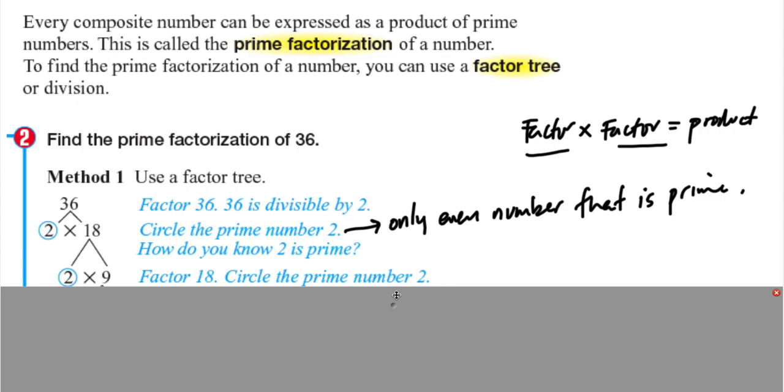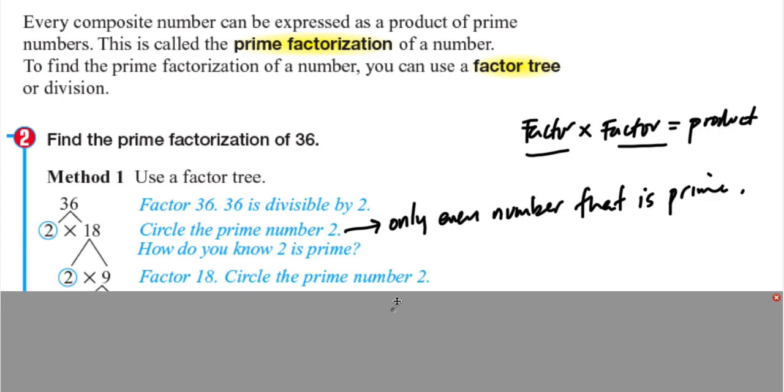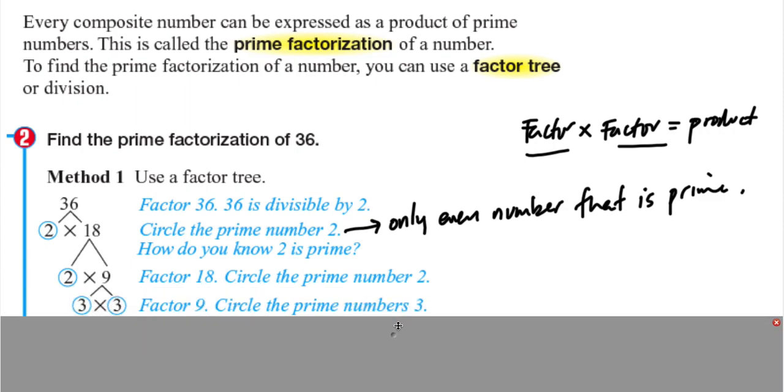Well, 1, 3, and 9 are factors of 9. So we use 3 and 3 as two more factors of 9. We continue our factor tree. Okay, circle prime numbers 3 and 3. Once everything has been circled in your factor tree, you're done with your prime factorization.